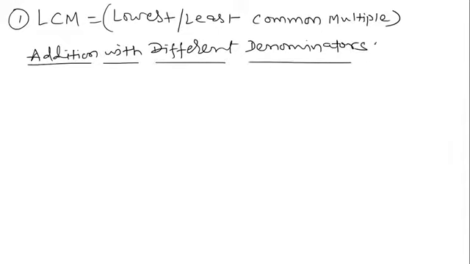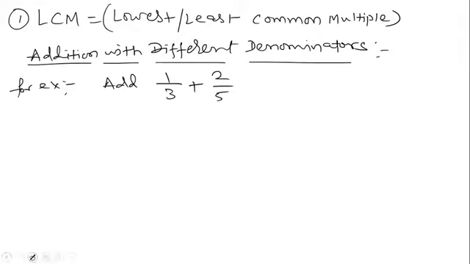Now, this term is associated with the LCM because in previous lecture we studied that the addition with the same denominators, that is a very easy one. But if a question is given to you, for example, add 1 by 3 plus 2 by 5. Now this question is given to you and you have to find out the addition of these two fractions.